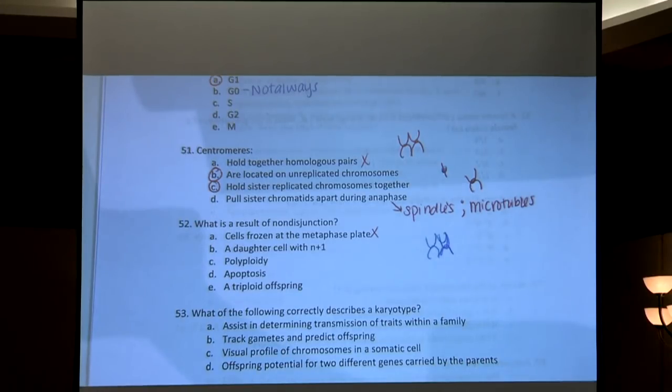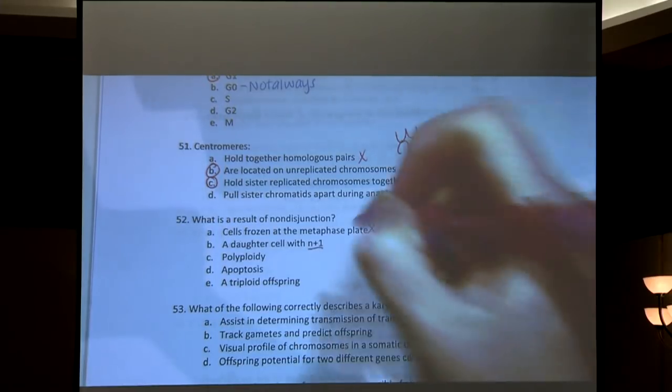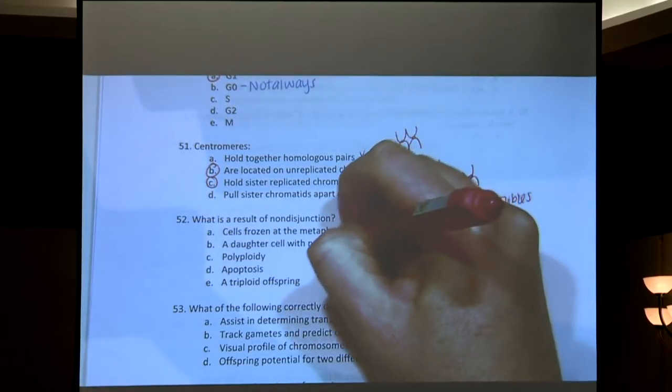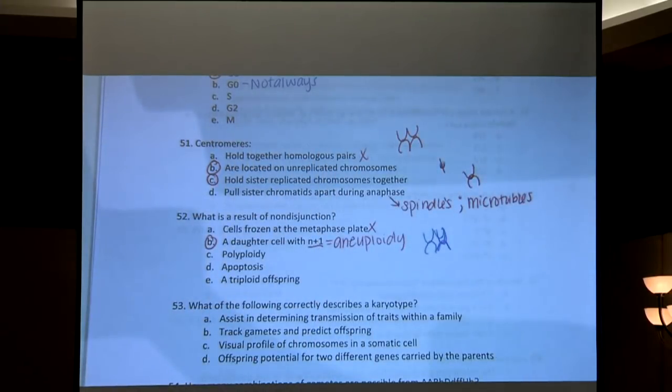Would a daughter cell be n plus 1? What do we think? So in this case, if these guys don't go ahead and divide, we're going to end up with something where one is going to have an extra chromosome, all right? An extra chromosome would be what we consider n plus 1. The vocab word would also be aneuploidy in this case, all right? So we can have a daughter cell with n plus 1.